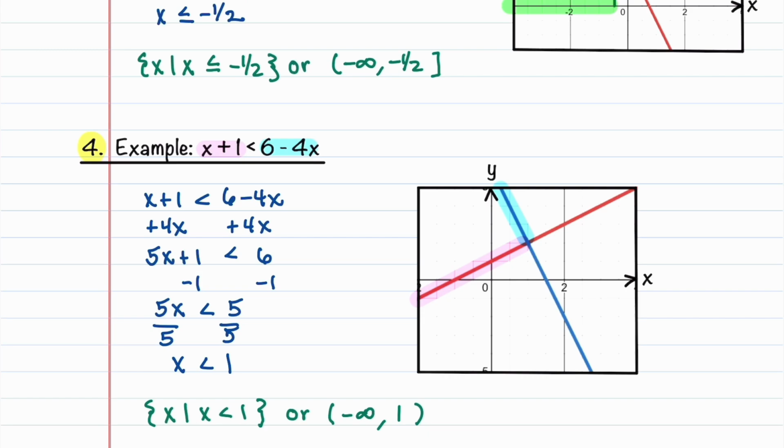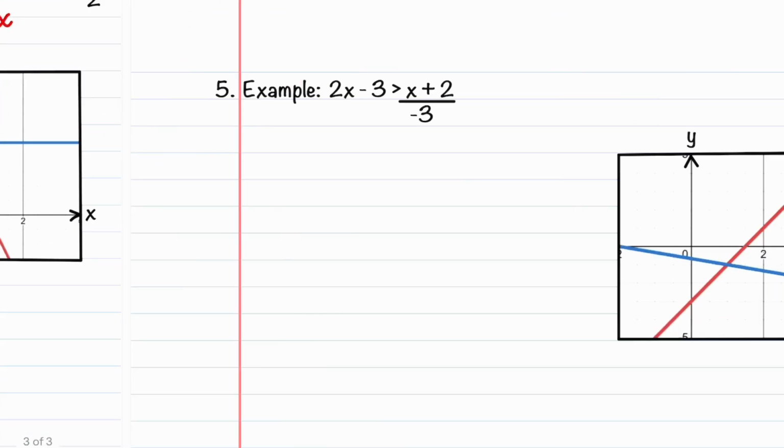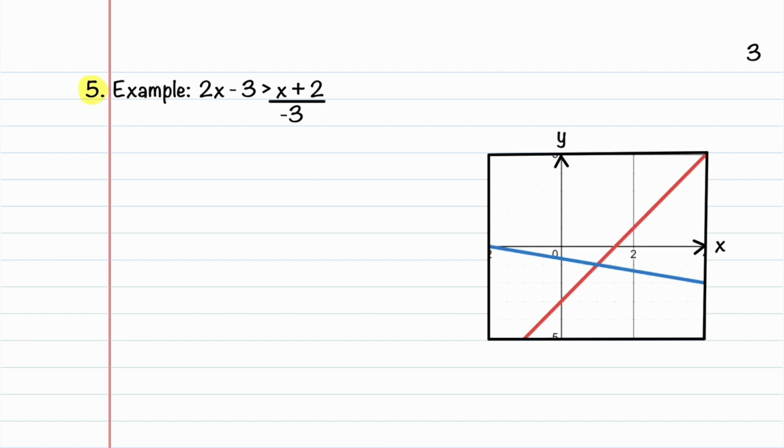Now we're going to go to that point of intersection and we're going to trace down. That hits at x is equal to 1, which agrees with our solution. And that means that our x values are going to be any value less than 1. Hang with me. We have one more example, and it's a little bit more complicated algebraically. Here's our last example. You can see the algebra is a little bit more complicated, but we can do this.